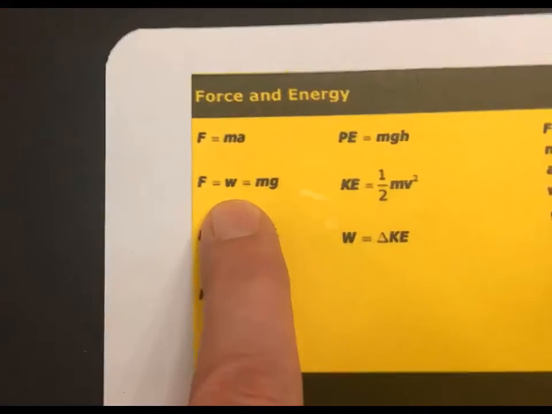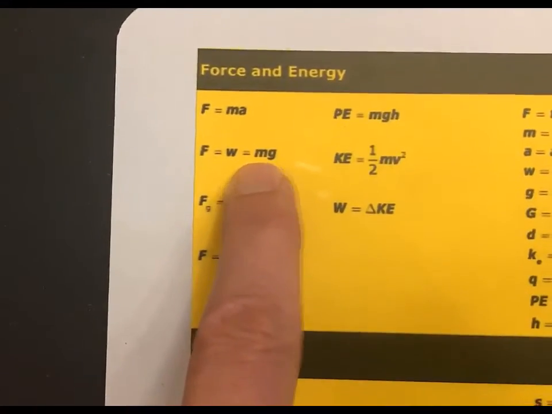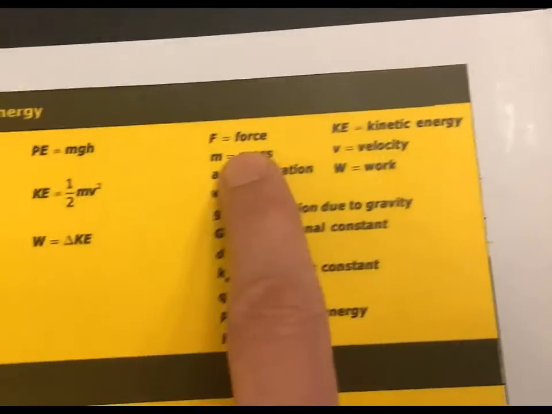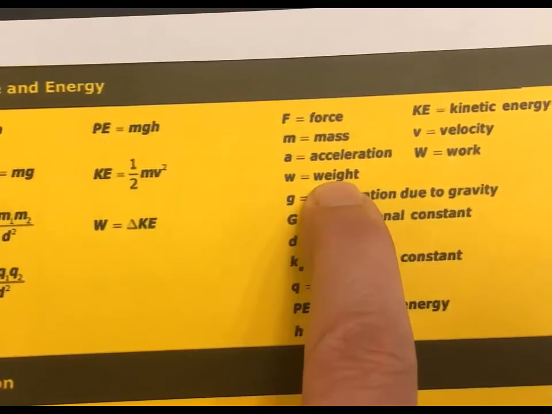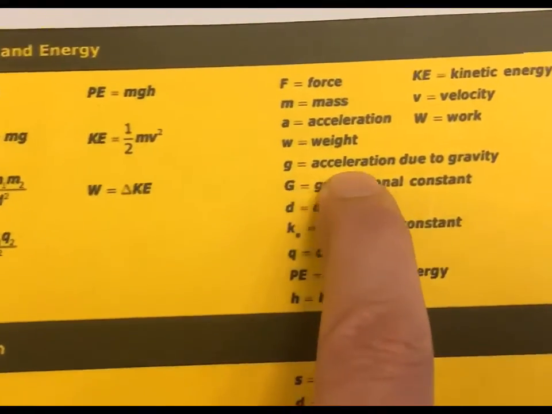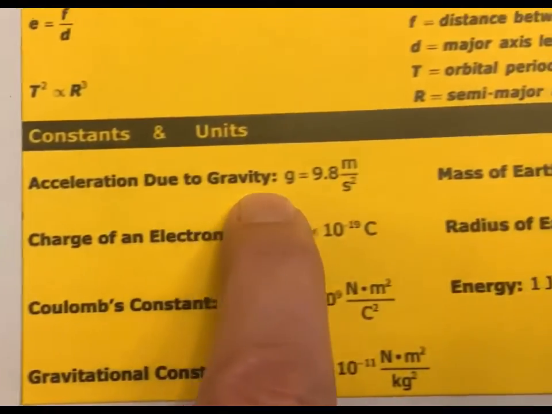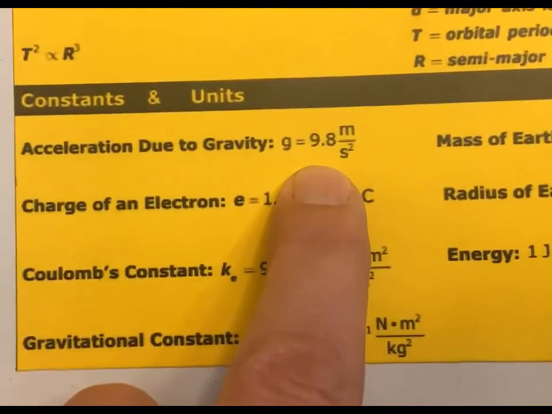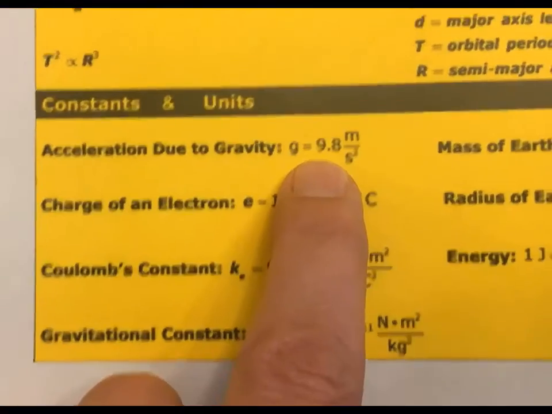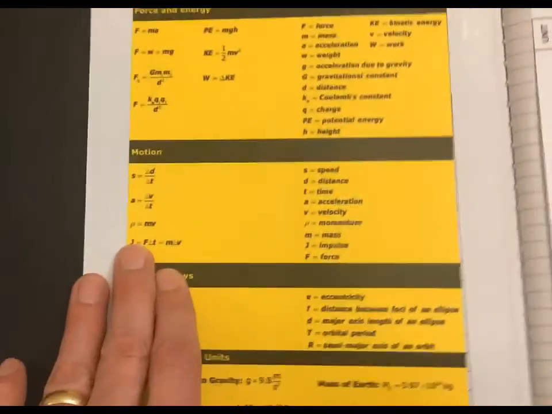Today we're going to be using and learning and talking about this equation right here: W equals m times g. Remember, the variables are listed over here. m is for mass, the lowercase w is for weight, and little g is for acceleration due to gravity. At the bottom of the page you have your constants, and acceleration due to gravity we'll find out is equal to 9.8 meters per second squared, and this is the value for acceleration due to gravity on Earth. So we'll be talking about this today.